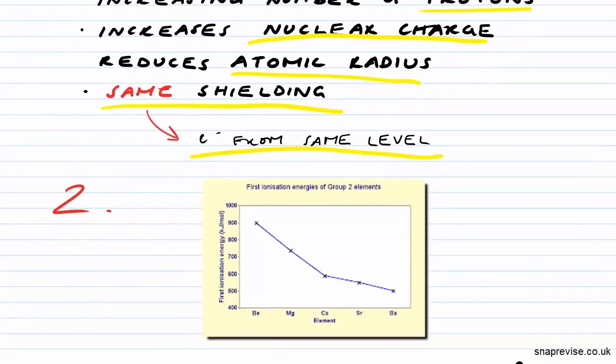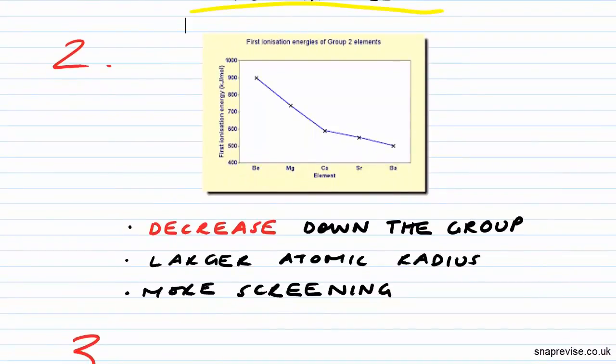So now let's have a look at the trend down a group. So here we have the graph of the first ionization energies of group 2 elements, and here we're moving down the group. Down the group we see a decrease in the first ionization energy, and that's because we have a larger atomic radius down the group, and also more shielding by the more shells of electrons that we have as we move down the group.